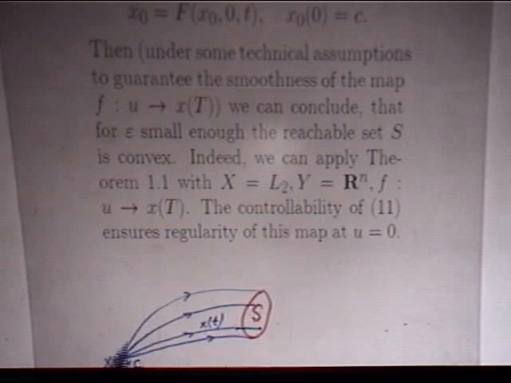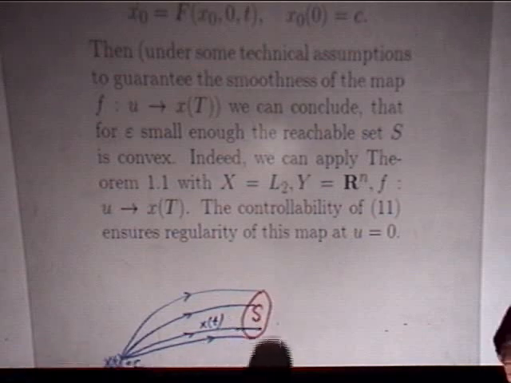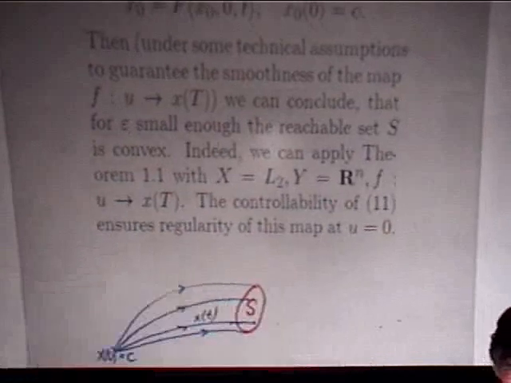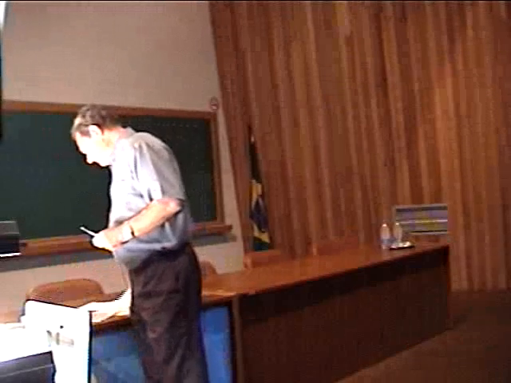So all these points here form this reachable set. And again, we apply the same result. In this case, our initial space is L2, the space of controls, equipped with the L2 norm, and the space Y is the n-dimensional space of the points x(t), and all assumptions of our theorem are fulfilled.